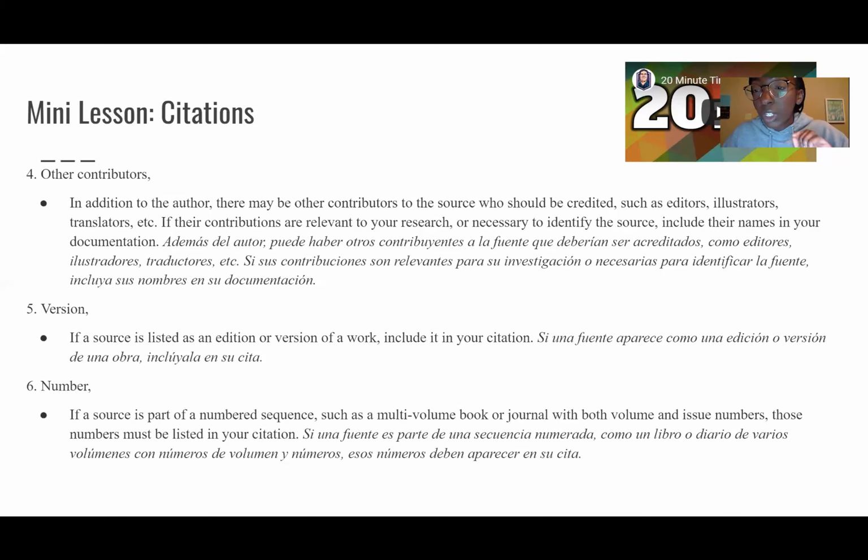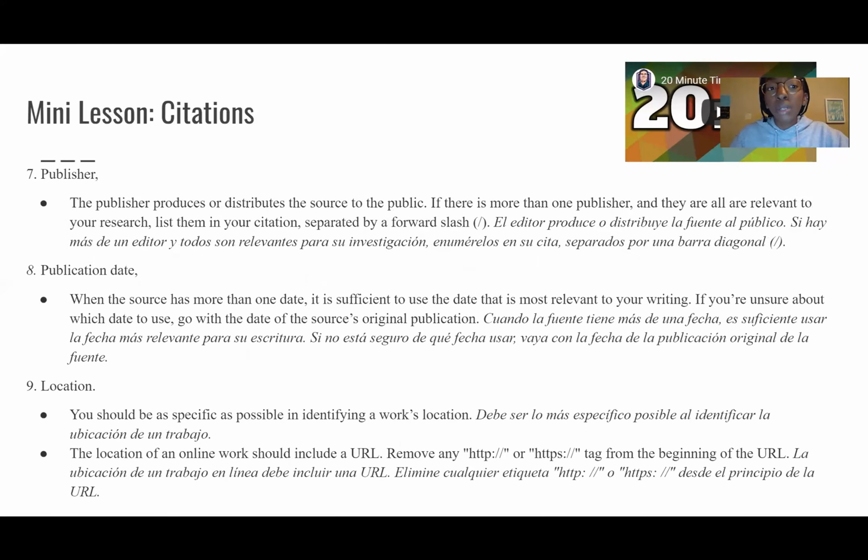These commas and these punctuations are really, really important because it shows that there's a separation between each of the elements that are included within the citation. Number 7 is publisher. So the publisher produces or distributes that source to the public. And if there's more than one publisher and they're all relevant, you also want to include them as well. And if you include more than one publisher, you're going to put a / between them, and that publisher is also going to be followed by a comma. And if you notice, for each of these elements, I've literally formatted it the way that you should be typing it as well. We're almost done.